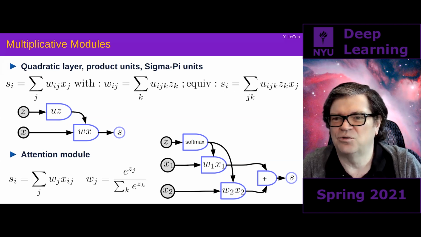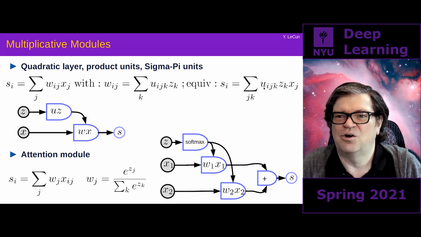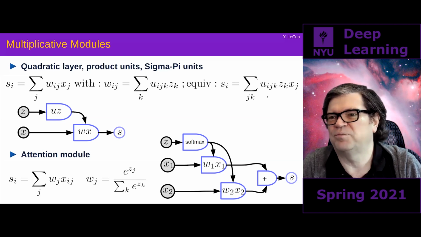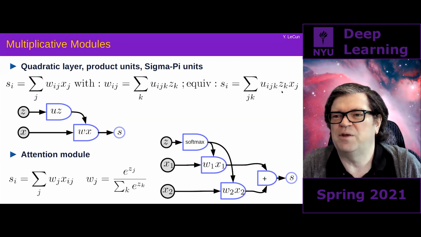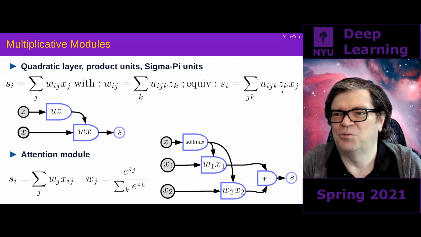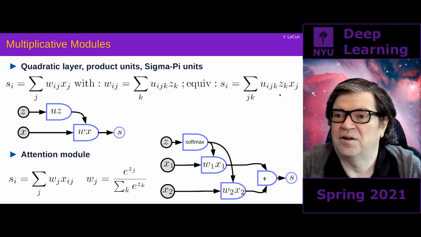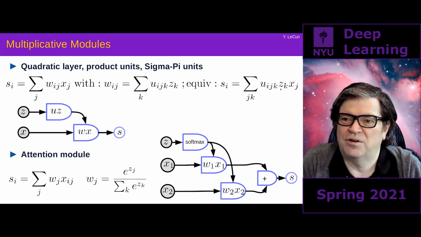So overall, I can write it down this way. Si is equal to the sum over j and k of uijk, this three-dimensional tensor, times zk times xj. This is a quadratic form, right? So imagine z is equal to x. This would be a quadratic form. But it's basically a second-degree polynomial, if you want, a monomial that's a function of x and z through those coefficients.